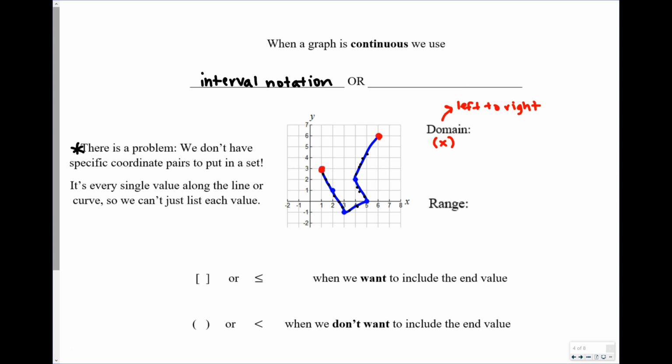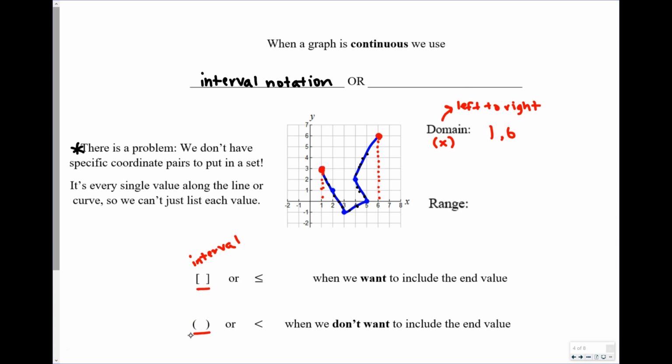Now I ask myself, because domain is x, what is the x value of this point? The x value of this point is 1. So the farthest left point is 1. The farthest right point, I'm connecting to the x-axis, is a 6. So I write 1, 6. Then interval notation is where we pick brackets. So this is interval notation. These two things are interval notation. And I have to pick brackets or parentheses.